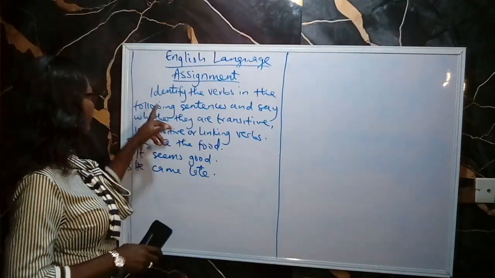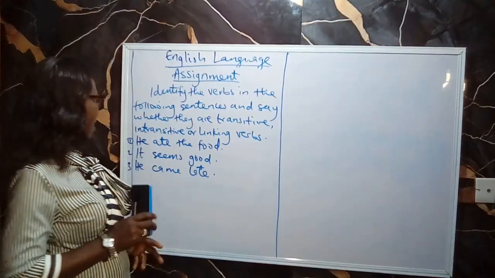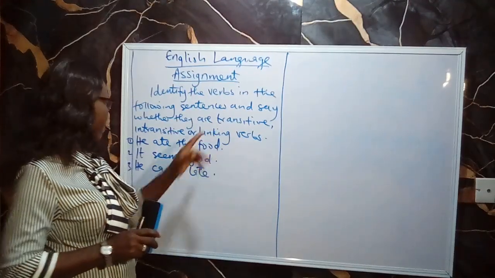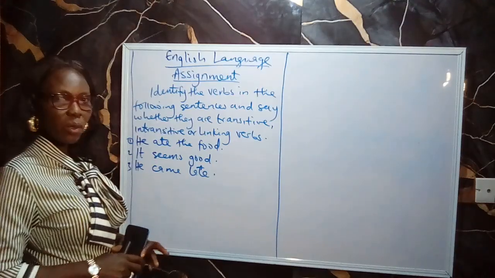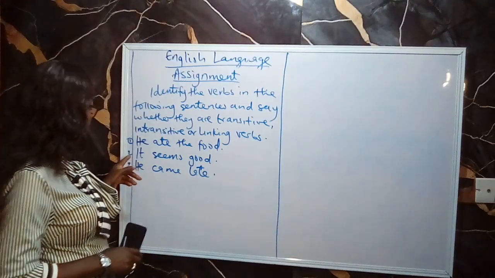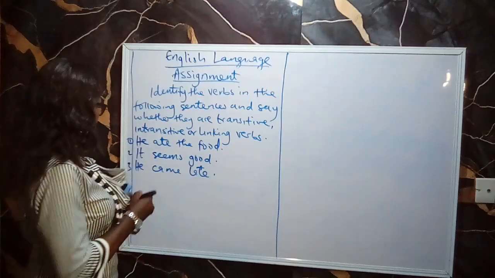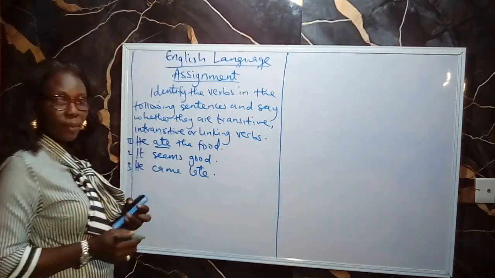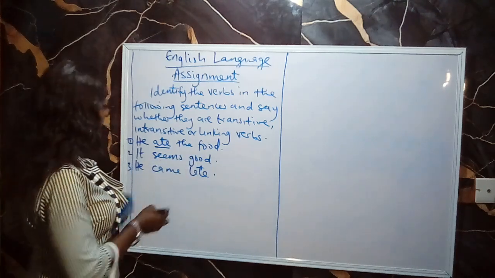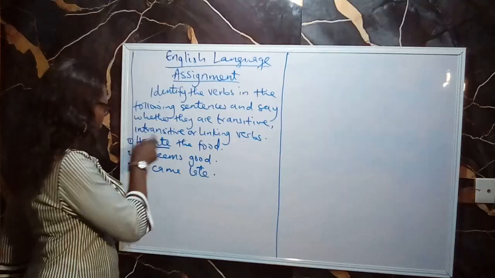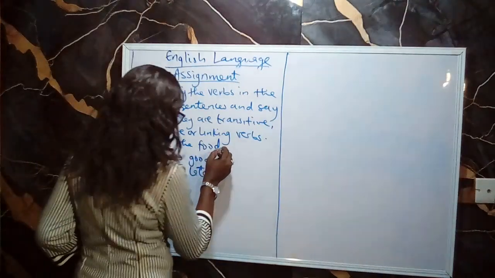Today we are going to start with the correction to the previous assignment. The assignment goes this way: identify the verbs in the following sentences and say whether they are transitive, intransitive, or linking verbs. So look at the sentences. The first one is, he ate the food. The verb here is ate. The food is an object. It receives the action of the verb ate, and so the ate here is a transitive verb.